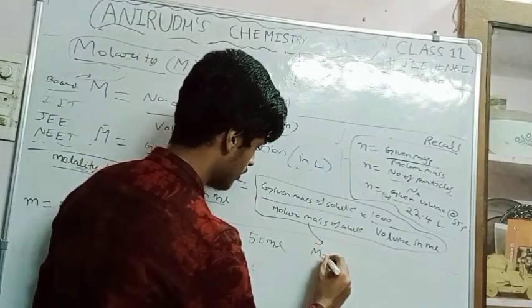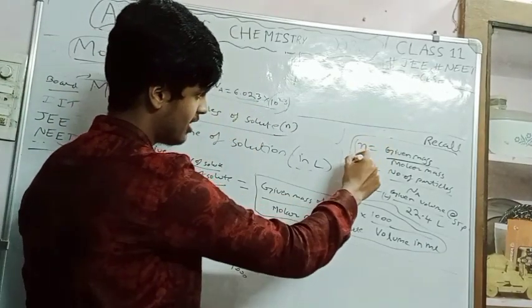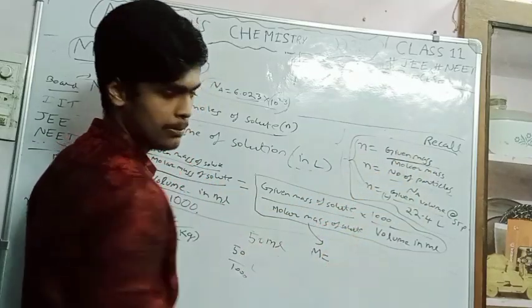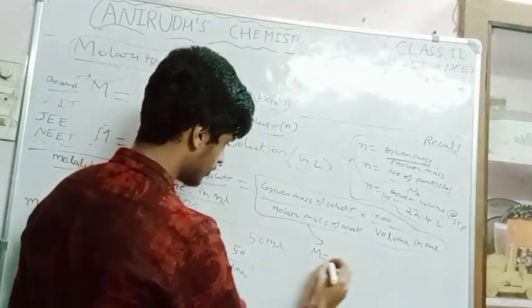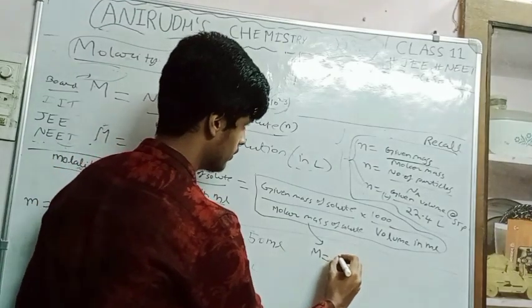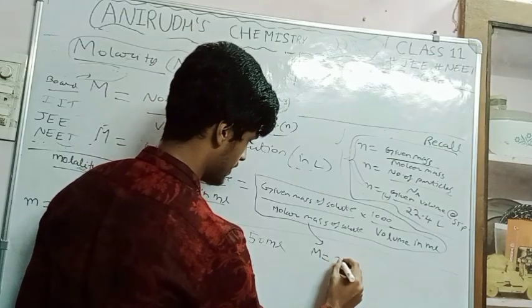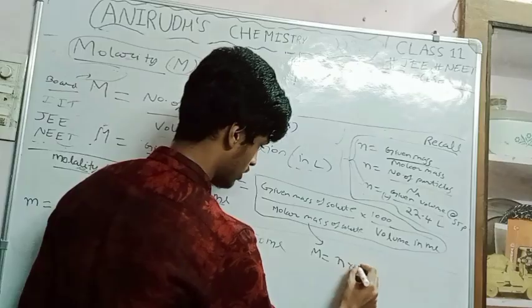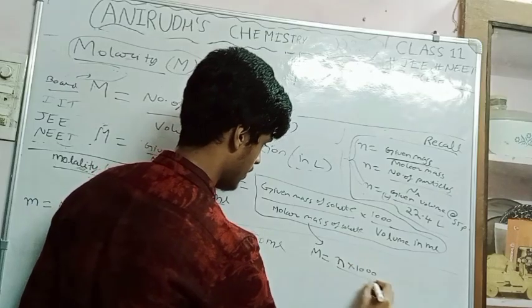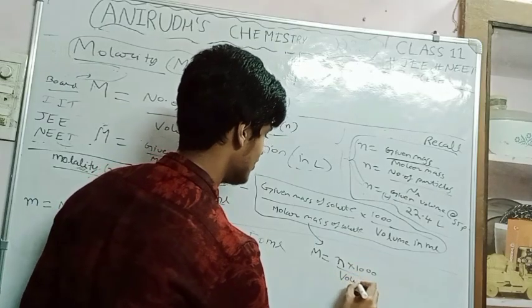Since you know these three formulas, you can replace any of them according to the situation. Molarity is equal to the number of moles of solute, represented by small n, into 1000 by volume in ml.